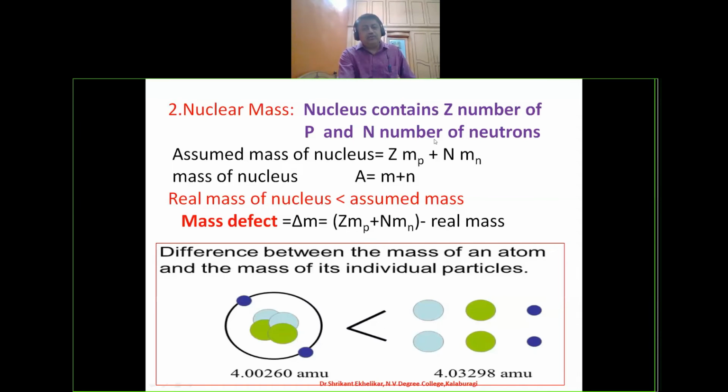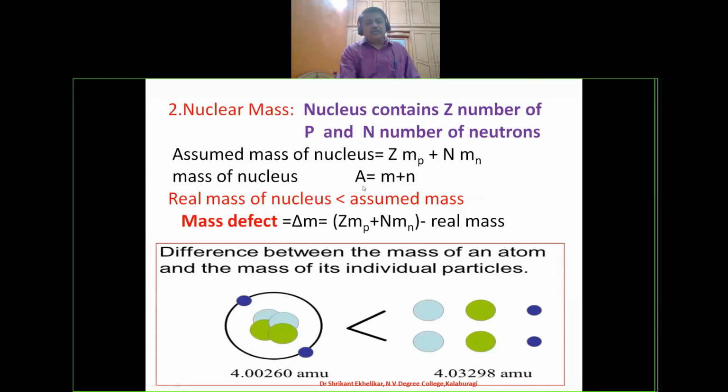So total assumed mass is, if there are two protons, Z is 2, mass of one proton, 2 into mp. If there are two neutrons, N is 2 into mn. So this is the assumed mass. So take one proton and take another neutron, take the next proton, take the next neutron.